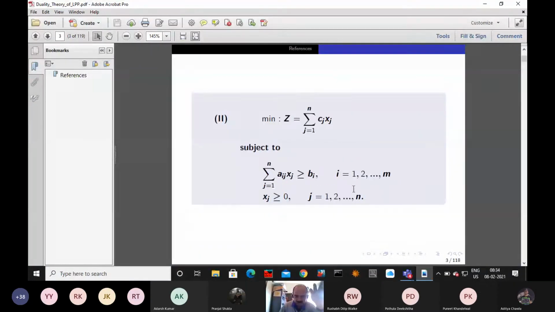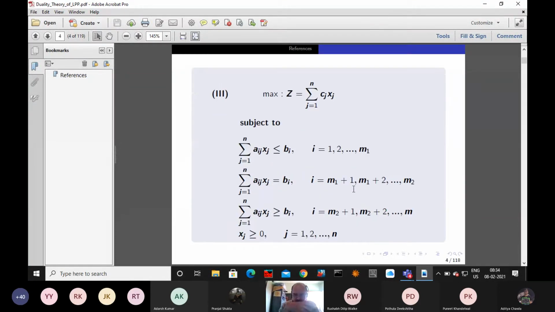And also we have sometimes model 2, either model 1 or model 2, and sometimes model 3 also. In model 3, you have maximization type problems, minimization type problems, and all types of constraints. So we will consider the simplest model first. Okay, so what is the simplest model?